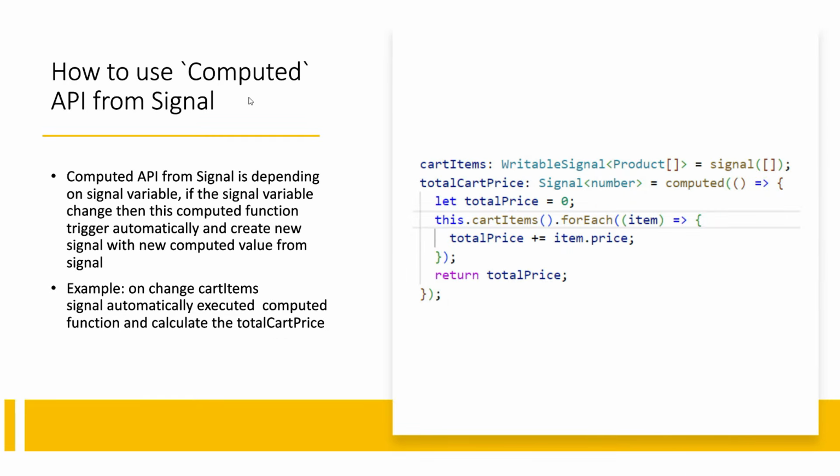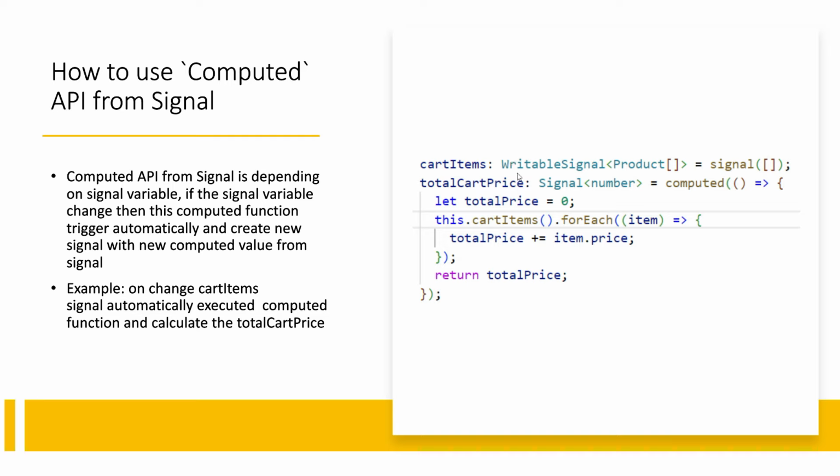So how to use the computed API from signal? The computed API depends on signal variables. If a signal variable changes, then this computed function triggers automatically and creates a new signal with a new computed value from the signal. So let's take one example. On change of cart item, the signal automatically executes the computed function and calculates the total cart price.